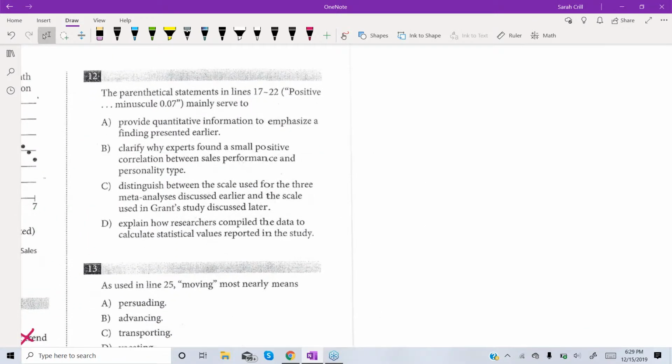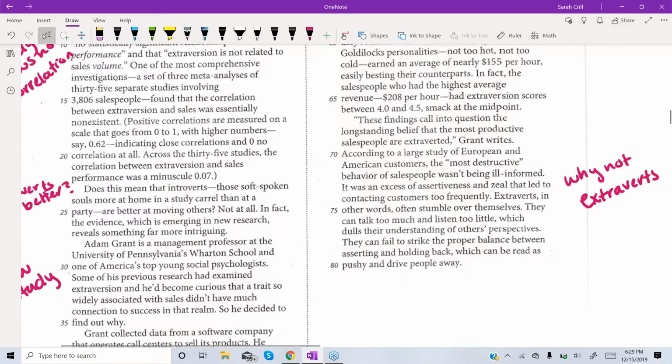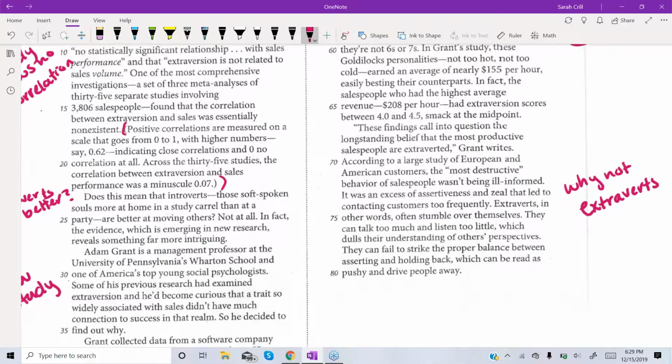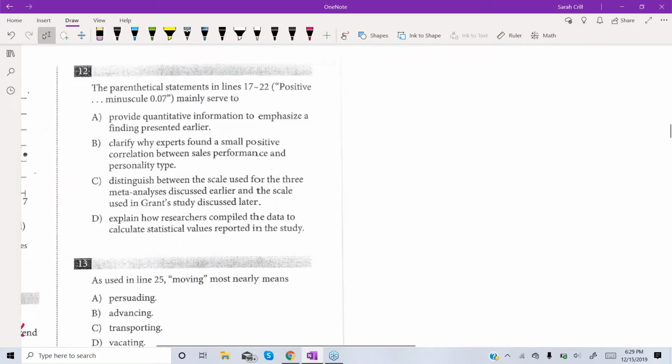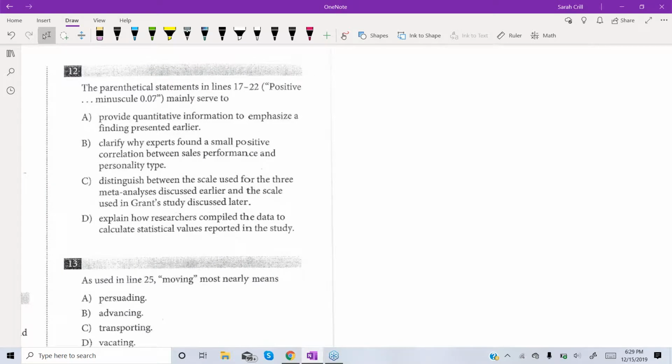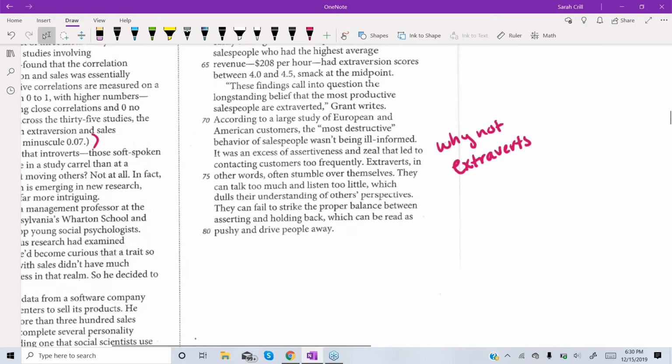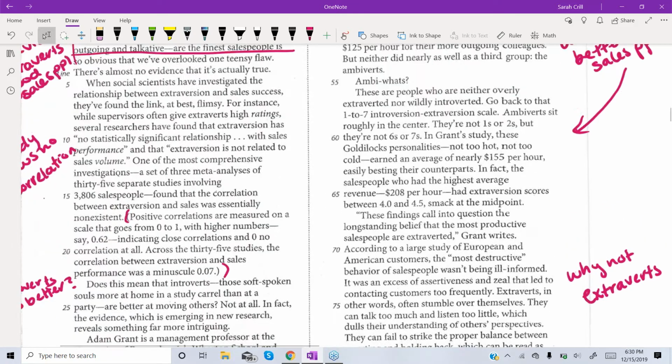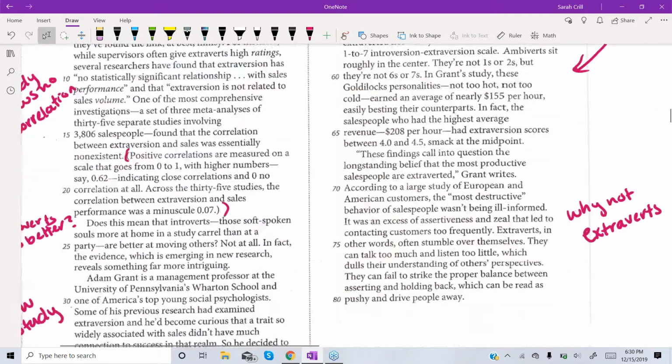The parenthetical statements in lines 17 to 22, parenthetical meaning what falls inside of the parentheses, mainly serve to do what? So let's remind ourselves what they talked about here. It's kind of a lot, so we may not have to read the whole thing. They're talking about correlations and how they work. And so exactly how correlations work, right? In particular, positive correlations. So does that provide quantitative information to emphasize a finding presented earlier? It definitely provides quantitative information. Are we emphasizing a finding presented earlier? So beforehand, we were talking about a significant relationship and how we would describe that significant relationship. So yeah, I would say that's true.